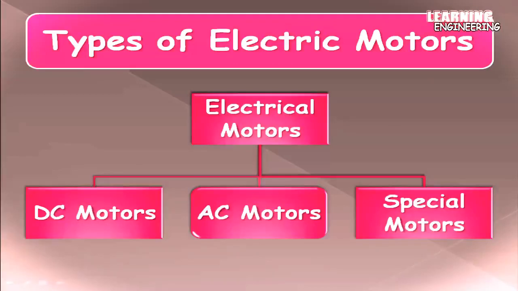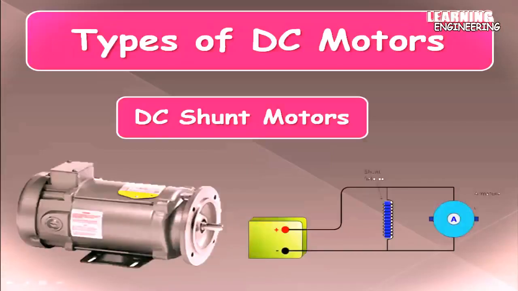Electrical motors are mainly of three types: DC motors, AC motors, and special motors. Types of DC electric motors. There are four types of DC motors explained below. DC shunt motor. A shunt DC motor connects the armature and field windings in parallel, or shunt, with a common DC power source. This type of motor has good speed regulation even as the load varies, but does not have the starting torque of a series DC motor.